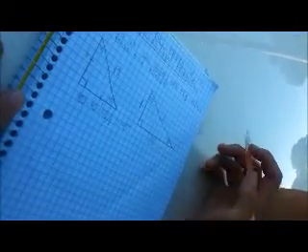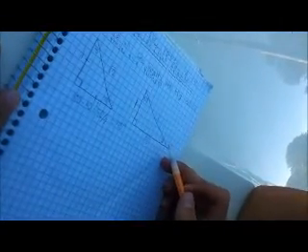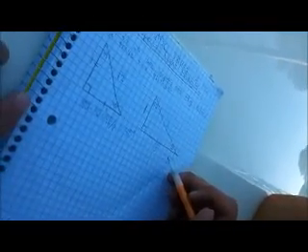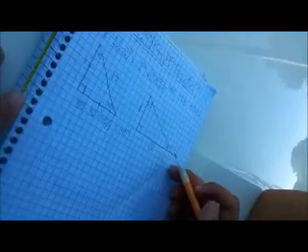An easy way to remember this is that the side adjacent to the 30 degree angle always has a side length of square root of 3. So square root of 3 for the 30 degree angle, and the other side is always 1.